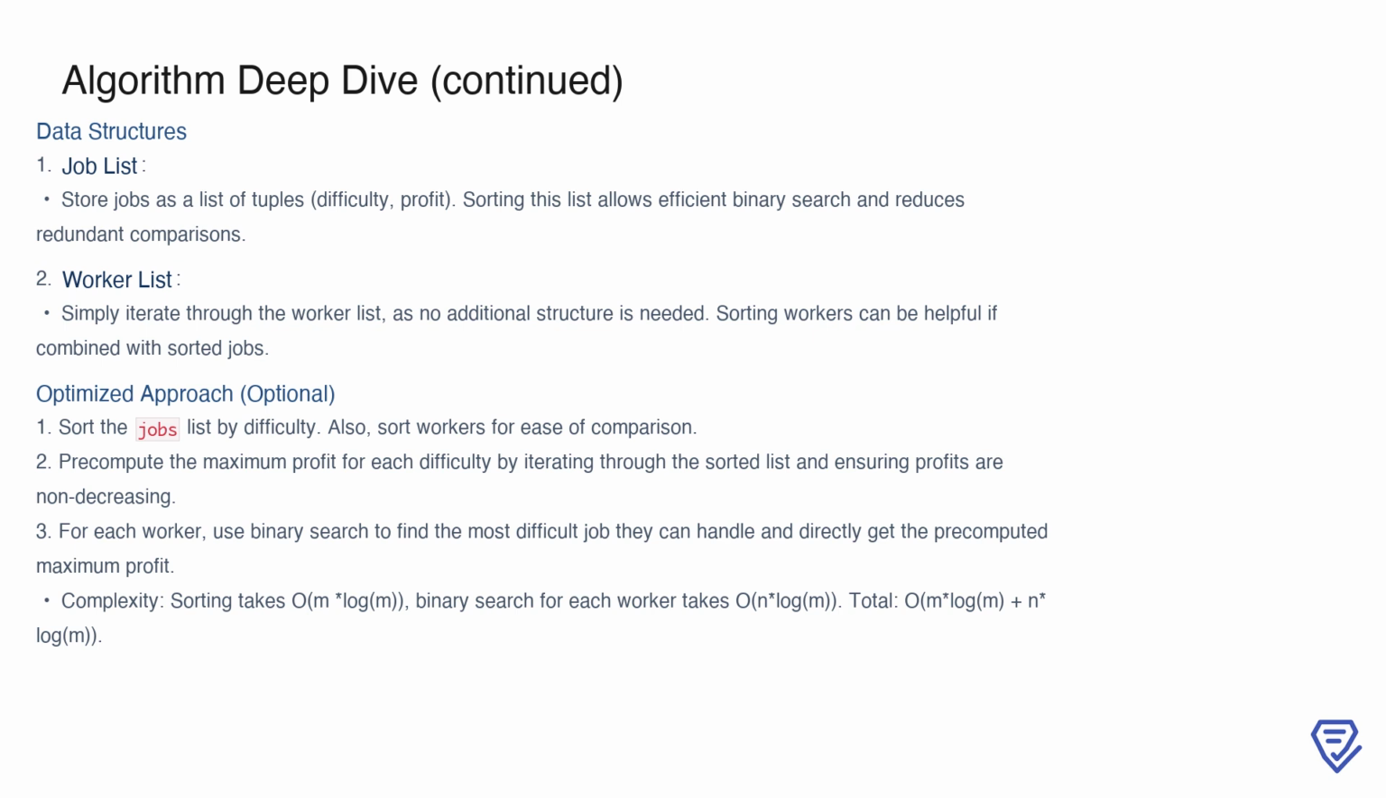The optimized approach starts by sorting the jobs based on difficulty. Then, we pre-compute the maximum profit for each difficulty, ensuring that profits are non-decreasing. For each worker, we use binary search to identify the most difficult job they can handle. This allows us to directly fetch the pre-computed maximum profit, making the process efficient. With sorting taking O(m*log m) and binary searches for each worker taking O(n*log m), the overall complexity is O(m*log m + n*log m).